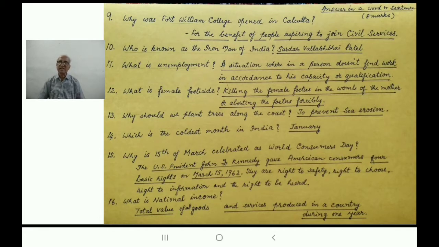A teacher, he renders services. A doctor, he gives a service. A lawyer gives a service. A social worker gives a service. You value that service that is given to the society. You add up the value of all goods and services. The total amount you get of all the goods and services produced in the country over 1 year, you call it as national income. Okay.